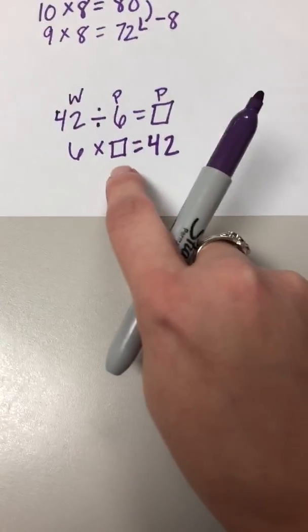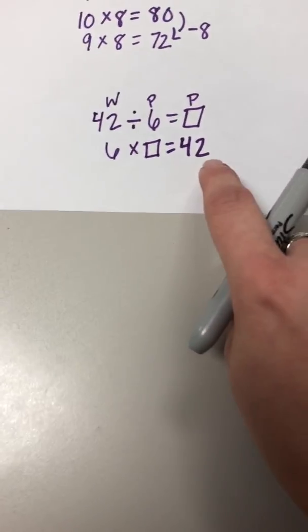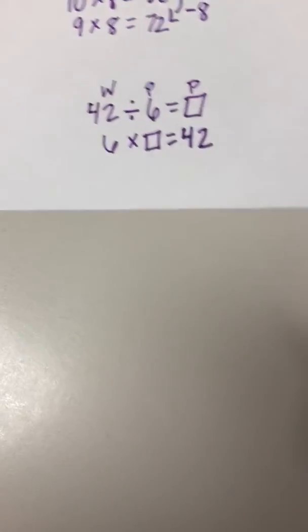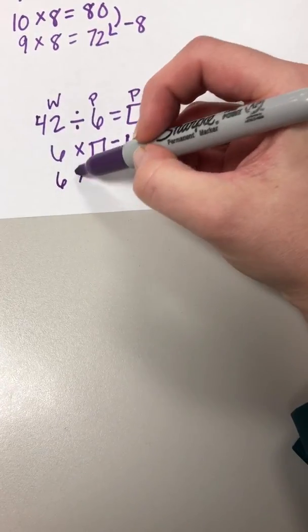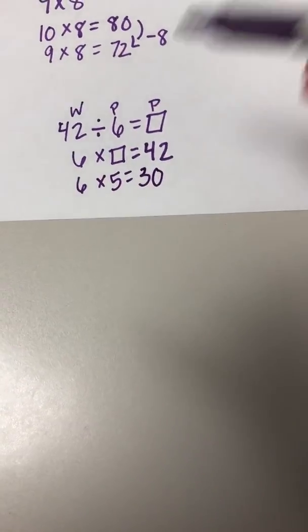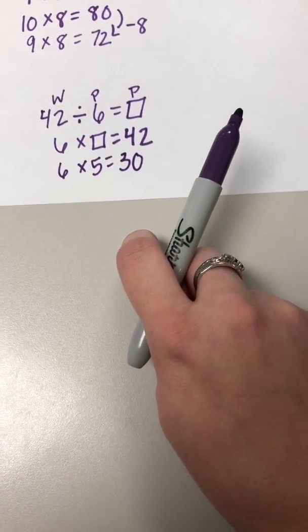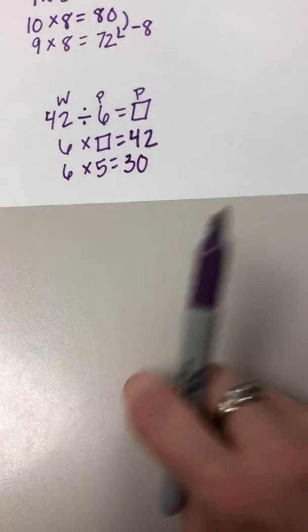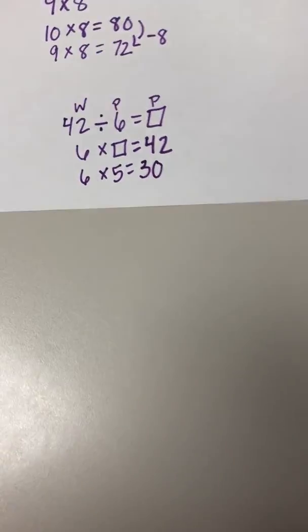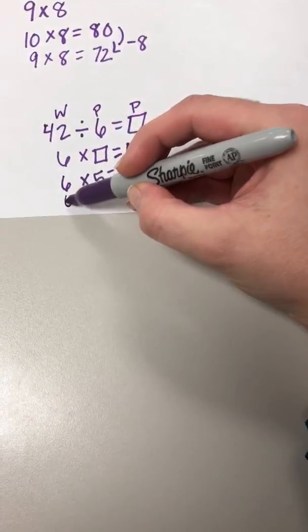6 times 10 gives me 60, so maybe that's a little too high, although it would work to start there. A lot of students would probably start with 6 times 5, and this gets me to 30. Some students can see that there's 12 left and know that 6 times 2 is 12, and then put the 5 and the 2 together. Otherwise, what they can do is build up one at a time.